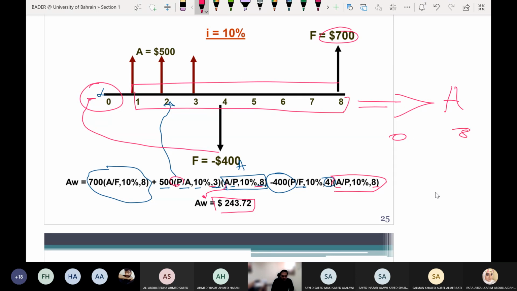Why do I put 0? Because it is 1. And we said, if you look at the time scale, the annuity is what? From 1 to 8.